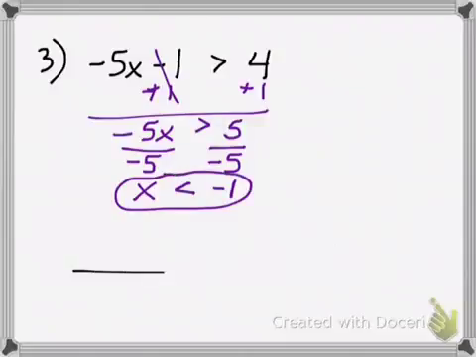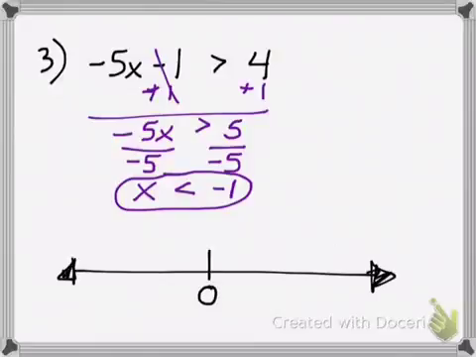And then let's graph our solution. Sketch our number line. Mark off 0. So x is less than negative 1, I mark off negative 1. And since it's just a less than symbol, I use my open circle. And I want to show everything that's less than negative 1. So I'm going to shade everything to the left of negative 1, because these are all less than negative 1. So number 3, x is less than negative 1. Remember to keep in mind the special rule: when we divide by a negative coefficient, flip the symbol.